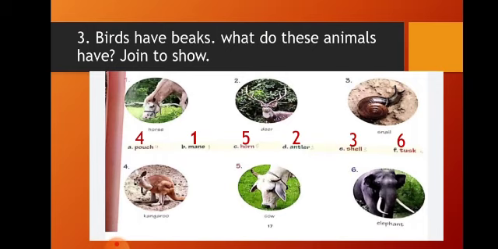D is antler. And see the second picture, that is deer. E is shell. And see the third picture, that is snail. And F is tusk. See the last picture, sixth one, that is elephant. So mark the answers properly, mark it with numbers or match it with the help of scale.